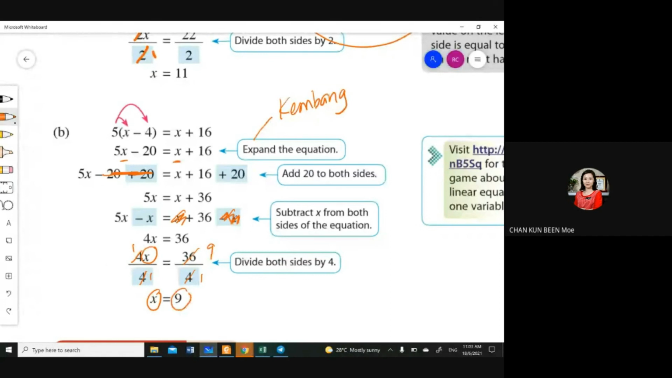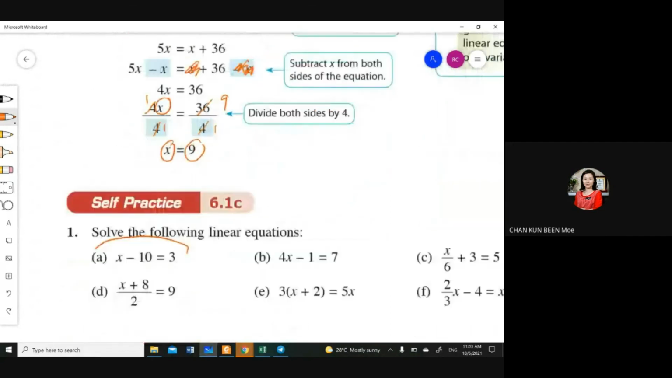Are you okay? Now I give you a simple question. x minus 10 equal to 3. Can you tell me what is the solution for x? You have your answer already?